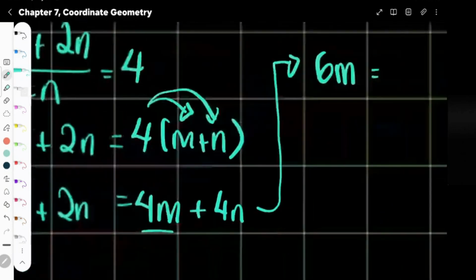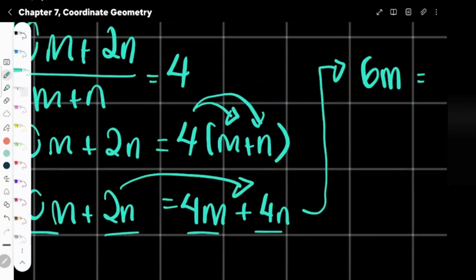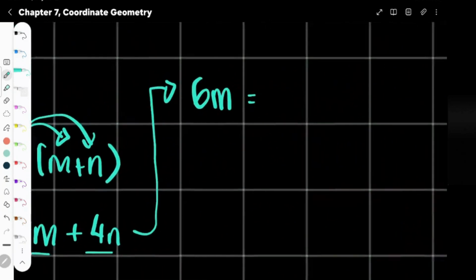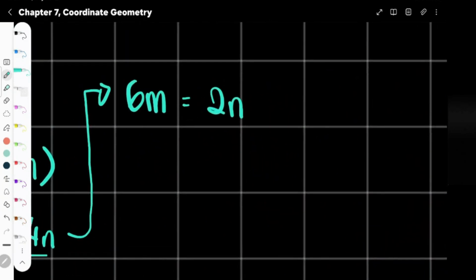Okay. And then the n, I'm going to do the same thing. So 2n move to the other side, become minus 2n. So 4 minus 2 become 2n. Okay. And then you can divide by 3. Why? Divide by 2, sorry. Divide by 2. Why? Because they can both divide by 2, right? So it becomes 3m equal to n. Okay. But is this the answer?